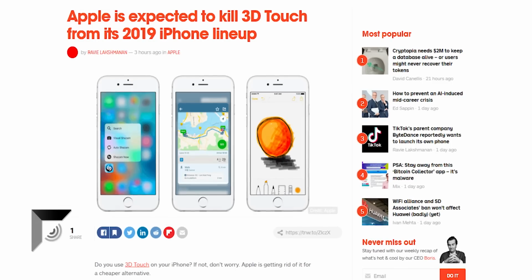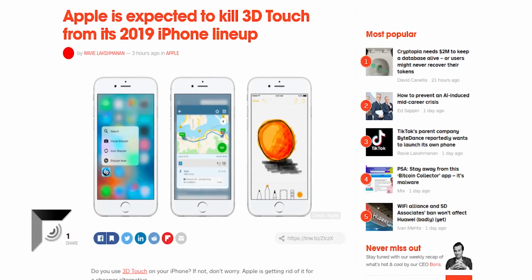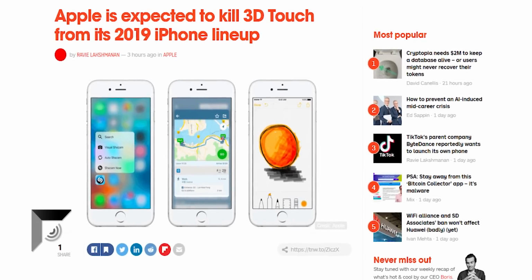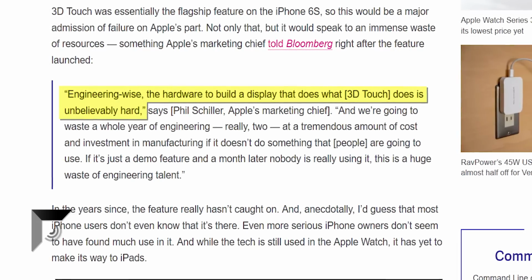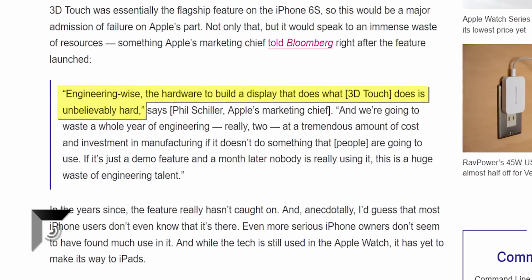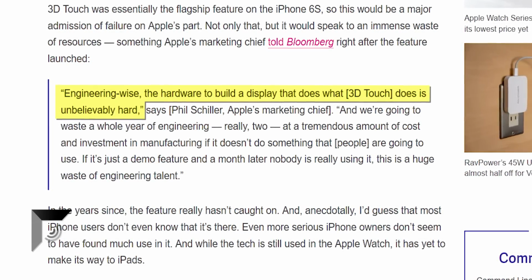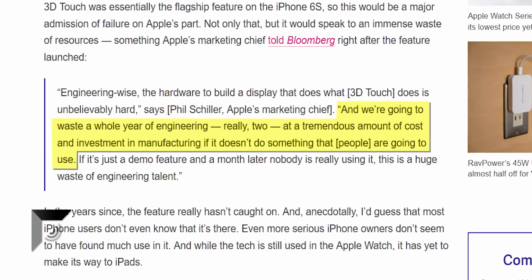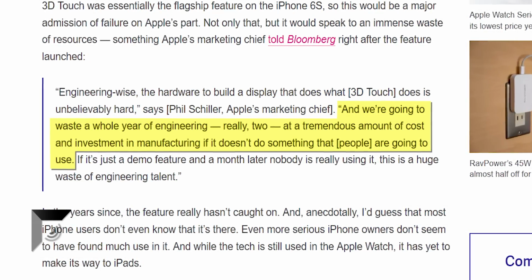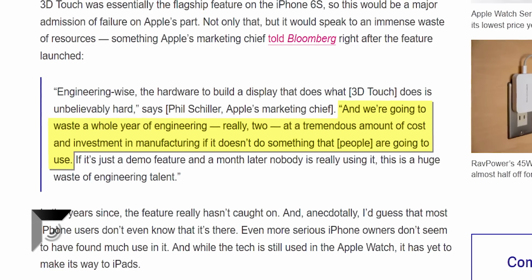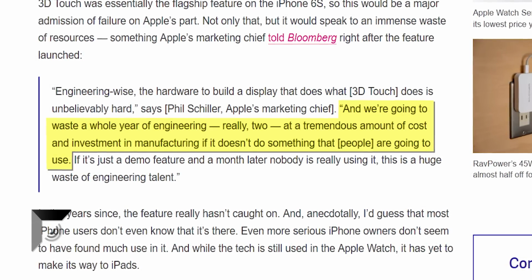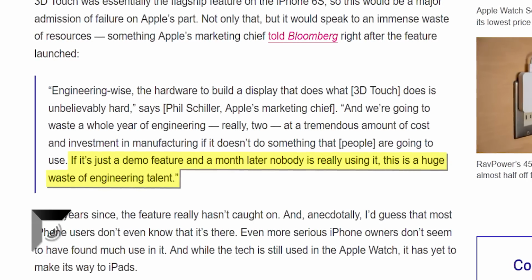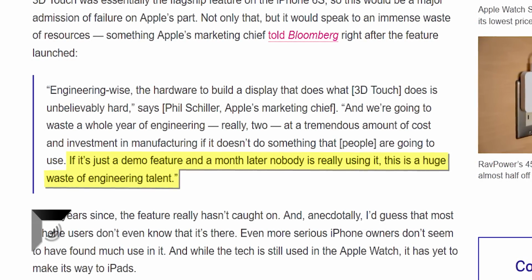I want to remind you quickly of a quote from Phil Schiller. Now, this was actually back when 3D Touch originally launched. He said, engineering-wise, the hardware to build a display that does what 3D Touch does is unbelievably hard. And we're going to waste a whole year of engineering, really two, at a tremendous amount of cost and investment in manufacturing if it doesn't do something that people are going to use. If it's just a demo feature and a month later no one is really using it, this is a huge waste of engineering talent.